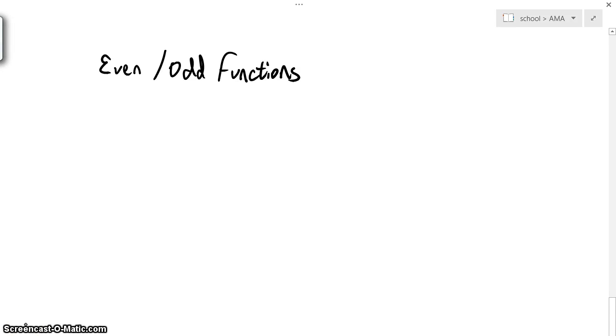Okay, picking up with our summer review packet once again, we're going to move on to even and odd functions. This is on page 5. Maybe one of the most famous even functions of all is f of x equals x squared. And we're going to talk about that in just a moment.